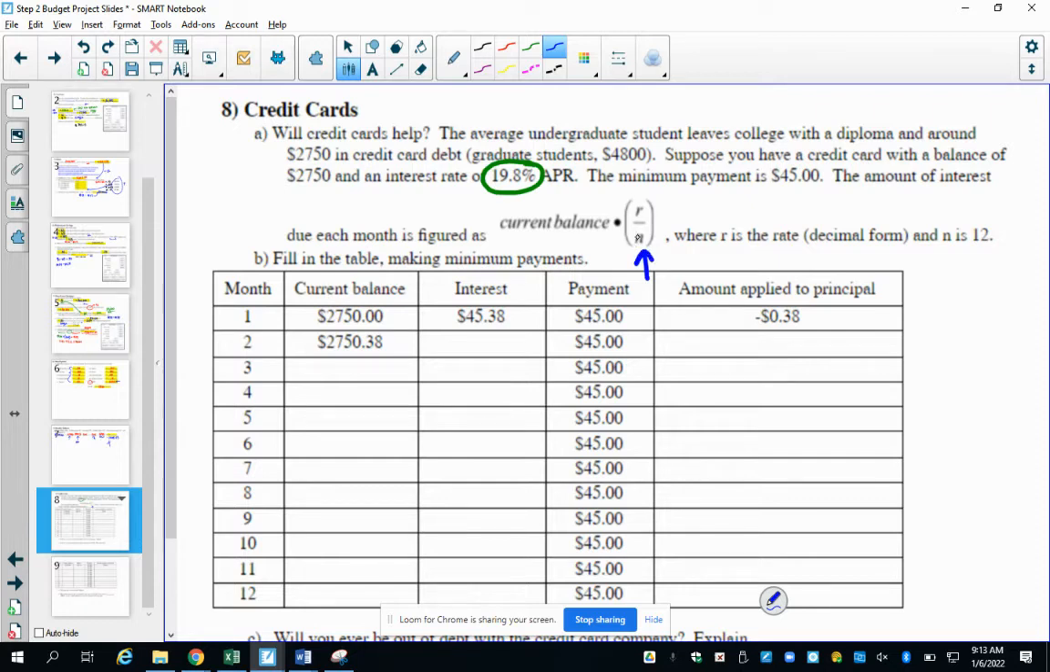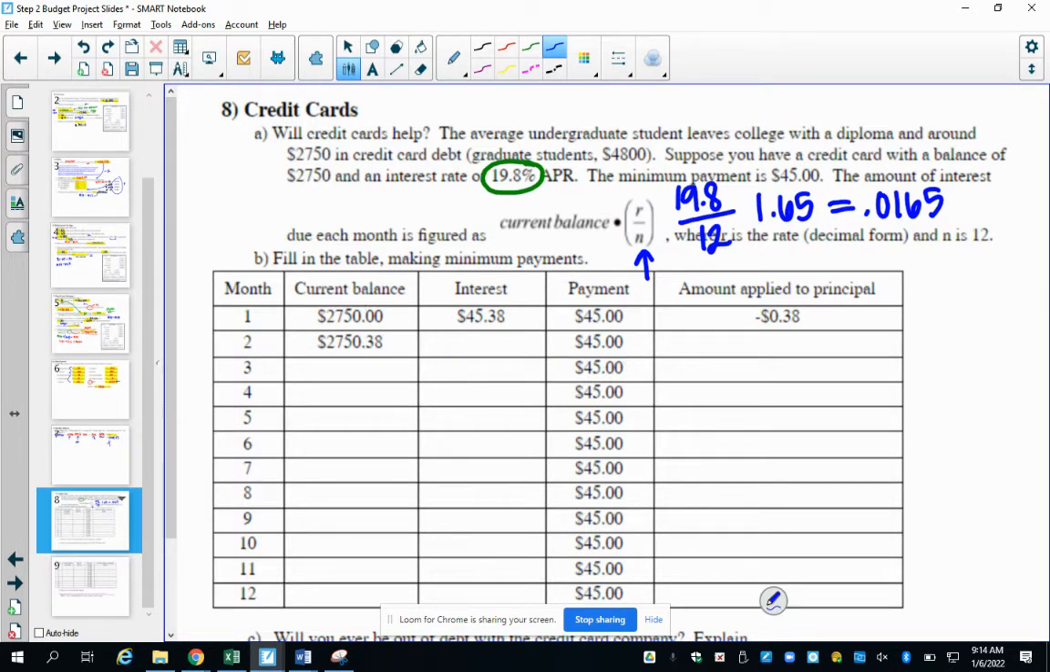So that's what this R divided by N is. We're doing 19.8% divided by 12 months, and that's how much interest we're getting charged per month. So 1.65% per month, which as a decimal is 0.0165. Now, every other thing we've been looking at has been like 2, 3, 4, 6% per year, so this is significantly higher.